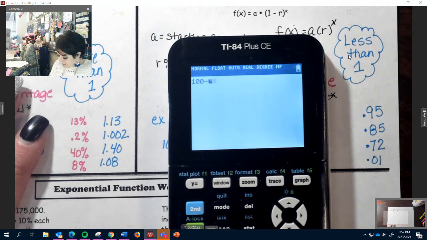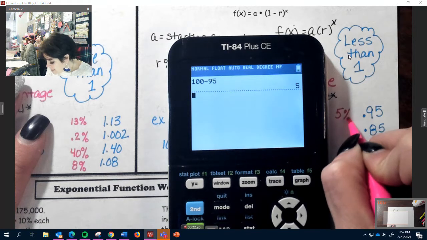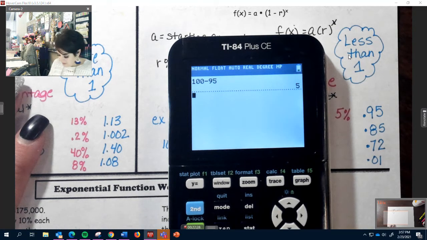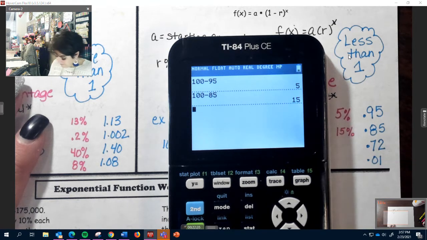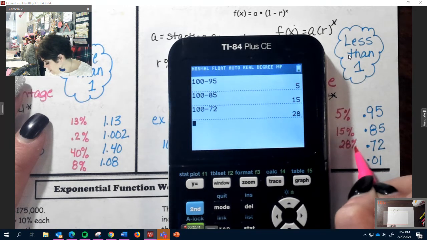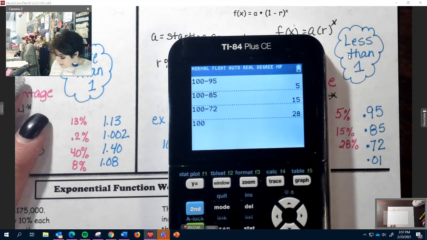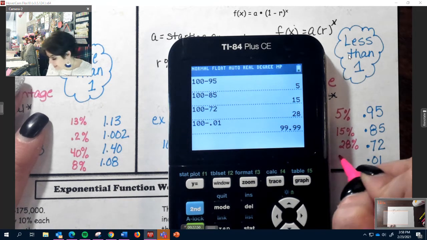100 minus 95 is 5. So that means this was a 5% decay. 100 minus 85 means this was a 15% decay. 100 minus 72 means that this was a 28% decay. 100 minus 0.01 means this was a 99.99% decay.